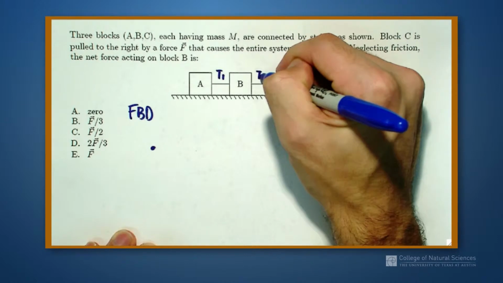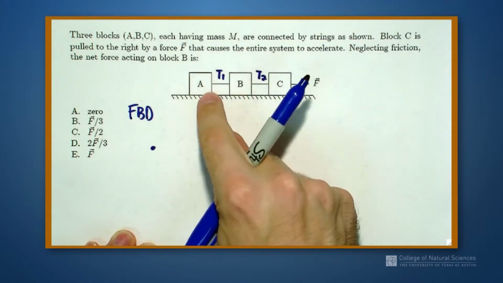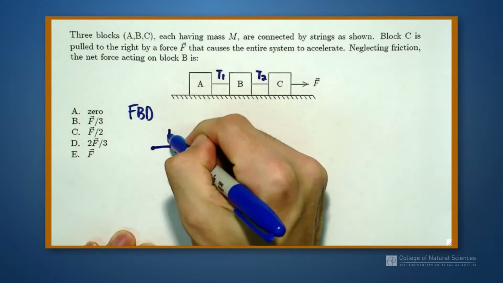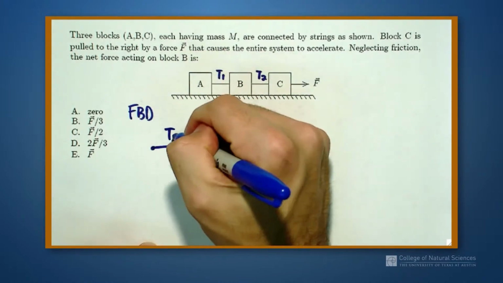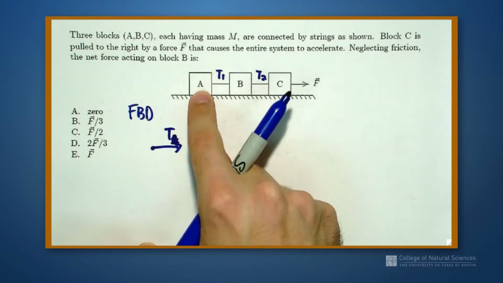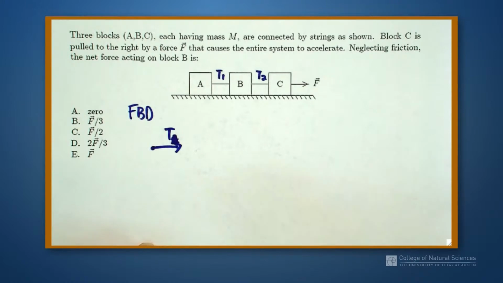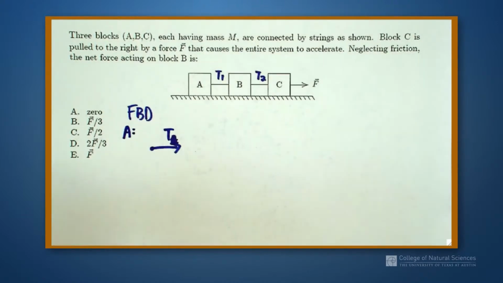And I'm going to label some tensions. I'm going to say that block A has a tension force T1 on it, and it pulls to the right. Block A is being pulled to the right by the string. There's no other forces on it, so that's my only free body diagram for block A.